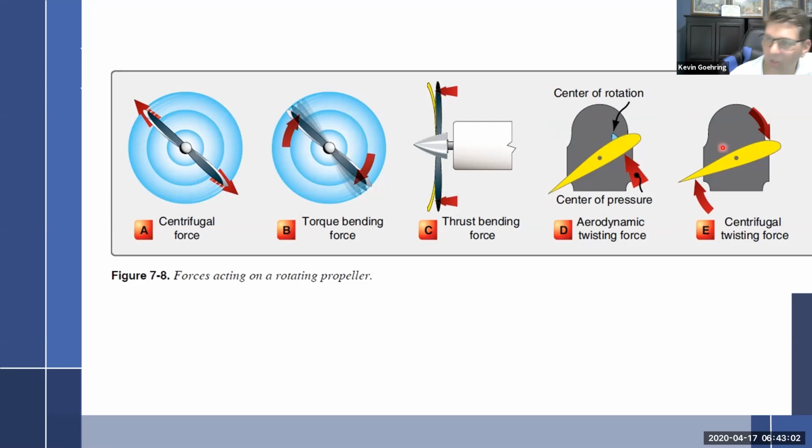However, we'll go over one more. There's this centrifugal twisting force, and keep in mind, we're looking at it in a completely different plane of rotation. Here's the hub right here, and it's spinning around to the right. This is almost hard to do without actually standing in front of you and doing it. What happens is, because of the mass, there's so much more weight on the propeller out here than there is back here.